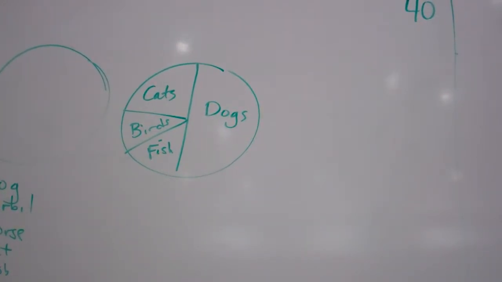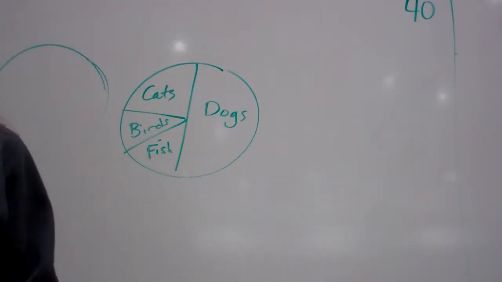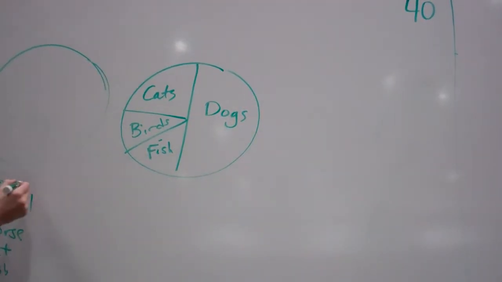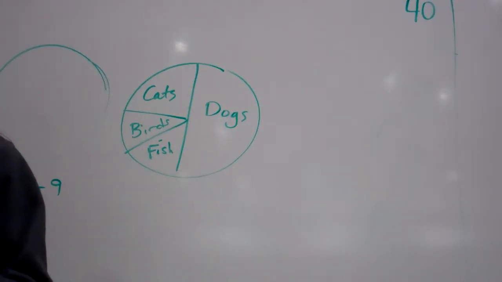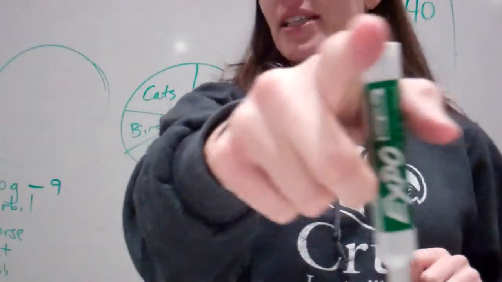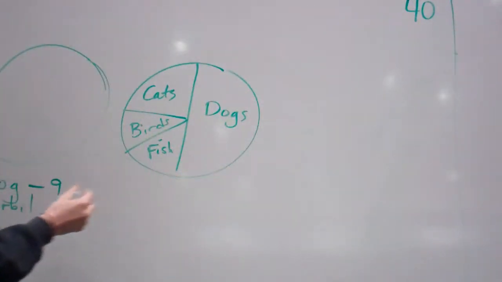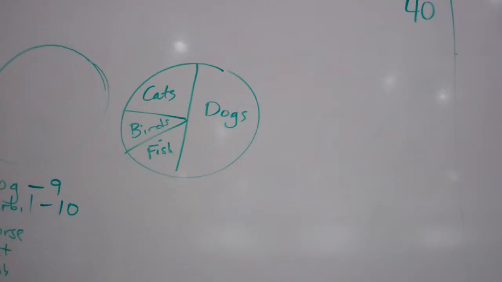However many dogs you have, hold up your number. Do you have a dog? Okay. 1, 2, 3, 4, 5, 6, 7, 8, 9. We have 9 dogs. Gerbils, hold up how many? 6, 7, 8, 9, 10. Did I miss anybody? We have more gerbils than dogs.